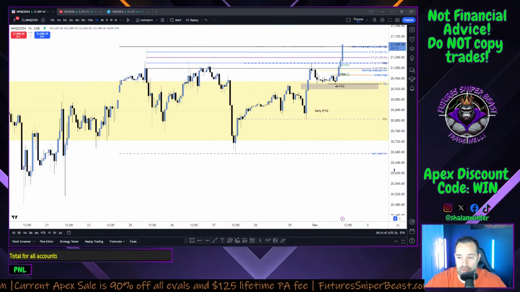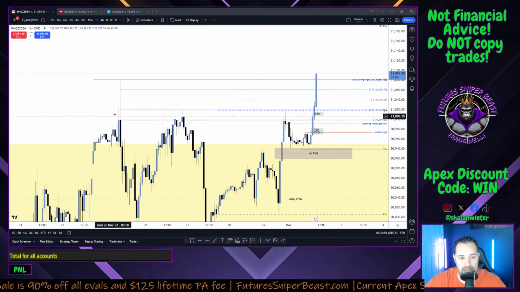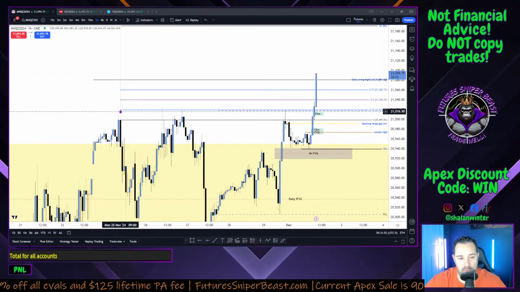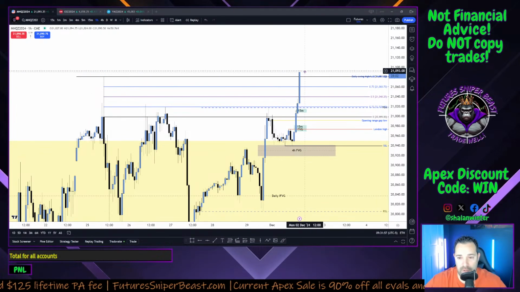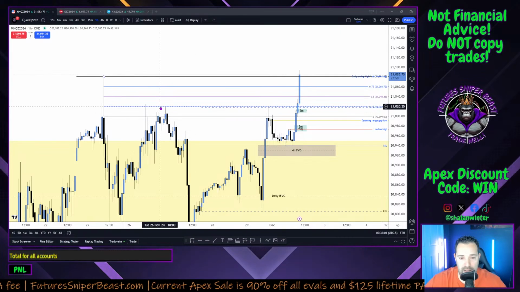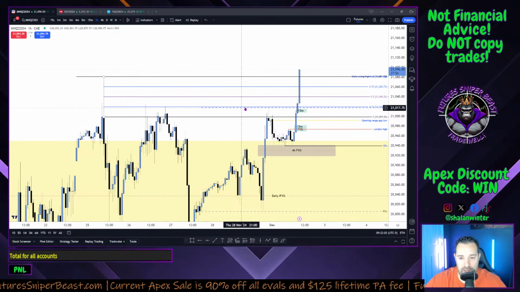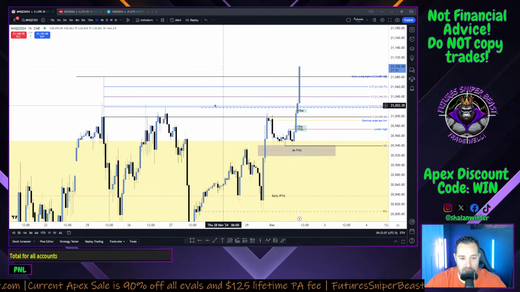Basically what I did here, if you'll see this fib right here, I marked out this wick where price reached way up. Because right now, well, before that just happened, we had this bar here. And this is some buy side liquidity right here. I mean, this is relatively equal highs here on this 1 hour chart.